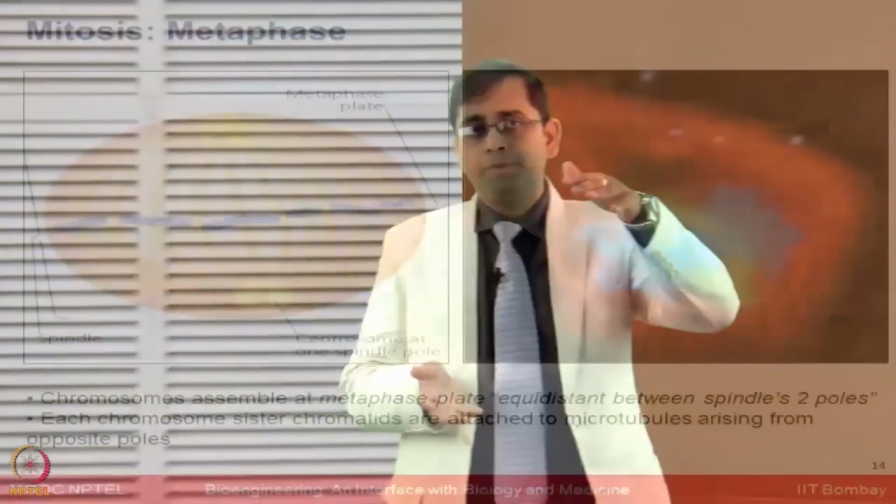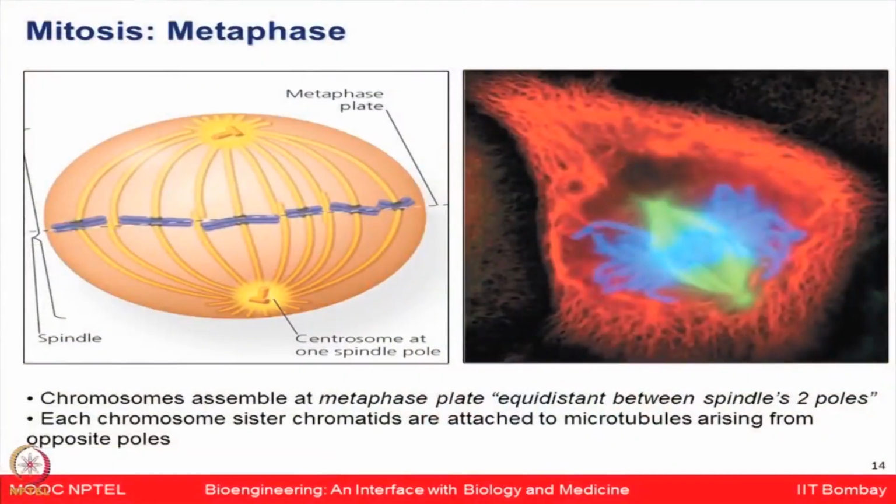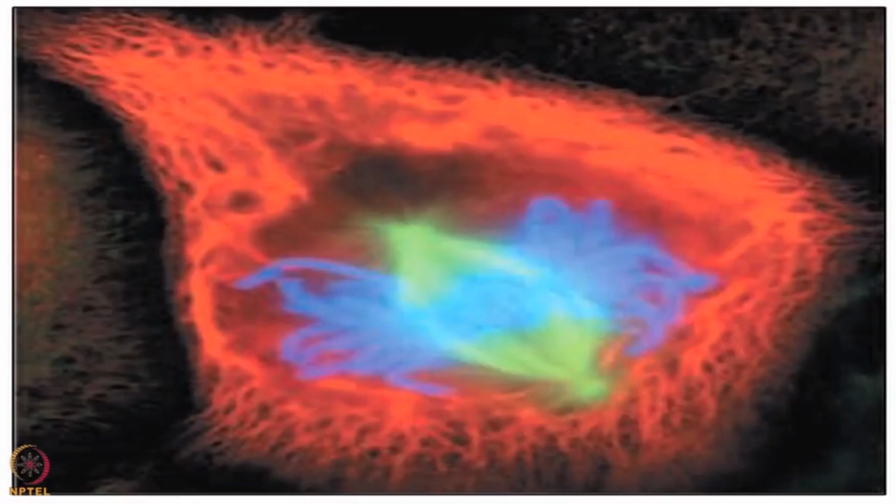If you think about the two spindle poles from the top, then just in the center, that equidistant region, is where the metaphase plate is formed. Each chromosome's sister chromatids are attached to microtubules arising from opposite poles. Now, you can see the same in the microscopic image.